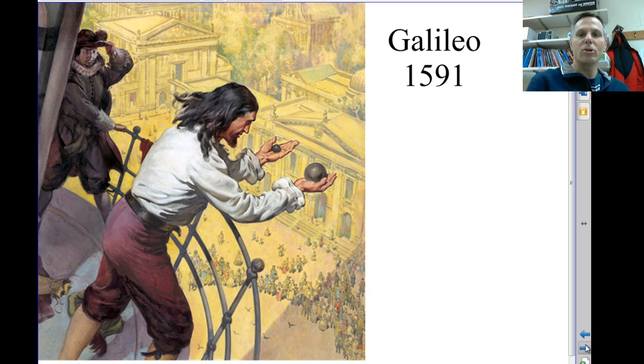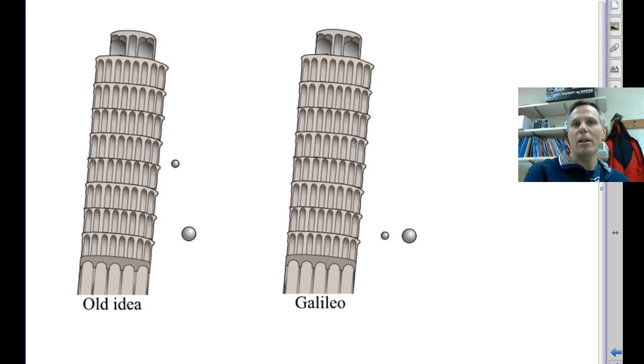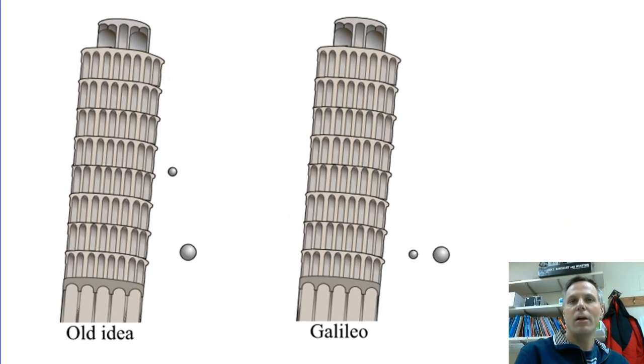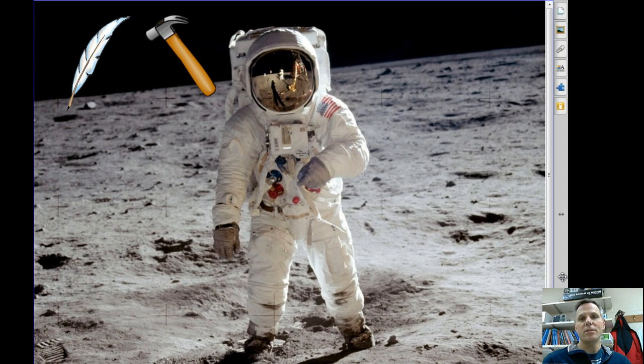And so it was Galileo's belief and others from that point on that objects of different masses fell at the same rate. So there's a picture of the old idea on the left, where a heavier object fell at a faster rate than a lighter object, but Galileo proved in 1591 that a heavier and a lighter object fell at the same rate. Now in the early 1970s, this same phenomenon was also seen by astronauts on the moon.